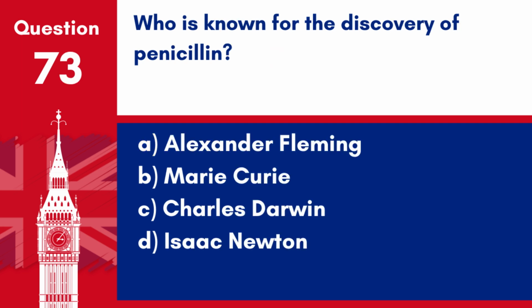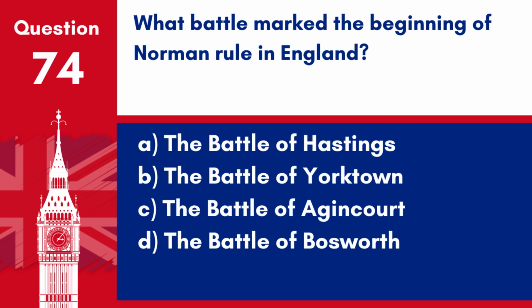Question 73. Who is known for the discovery of penicillin? A. Alexander Fleming. B. Marie Curie. C. Charles Darwin. D. Isaac Newton. Answer A. Alexander Fleming. Alexander Fleming discovered penicillin in 1928, which became the first widely used antibiotic and revolutionized medical treatment of bacterial infections.